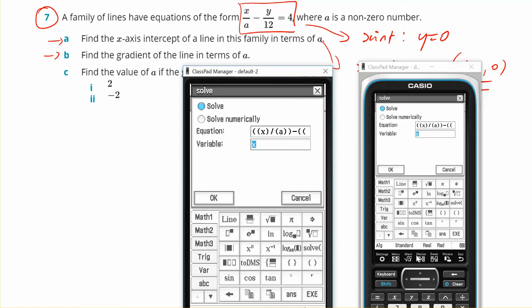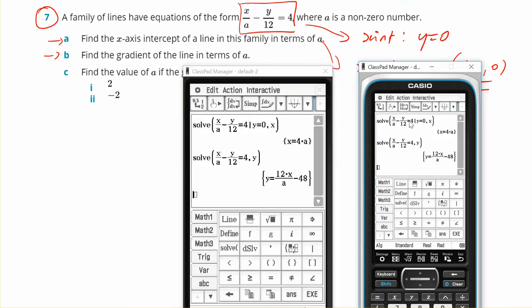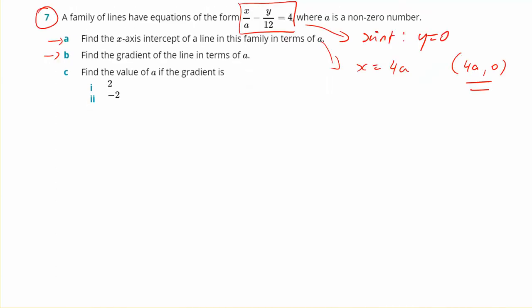So I'm going to make y the subject, and when I rearrange it, I get y equals 12x on a minus 48. As we can see, my gradient, the number in front of the x, would be 12 over a. So that's my gradient. Part C, find the value of a if the gradient is 2 and negative 2.